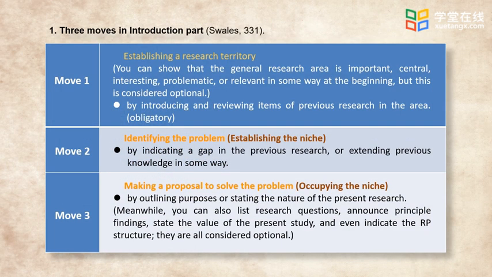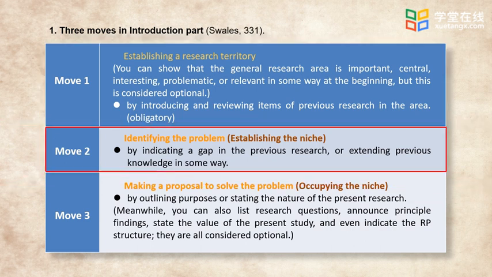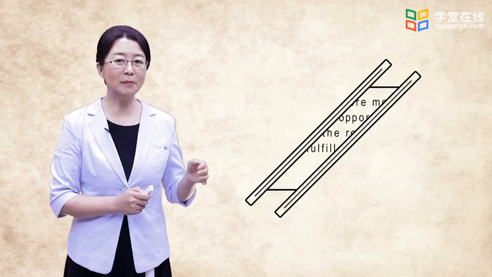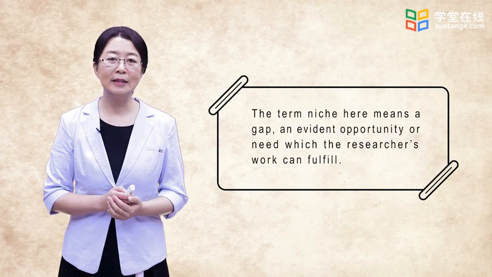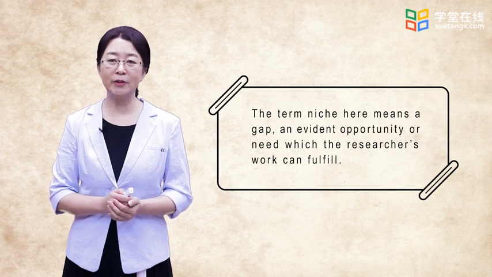John Ames Wells, in his Create a Research Space (CARS) model of research writing, established the general pattern of 3 actions. He calls them moves in the introduction section. Move 1 is establishing a research territory. Move 2 is establishing a niche. Move 3 is occupying the niche. The term niche here means a gap, an evident opportunity or need which the researcher's work can fulfill.